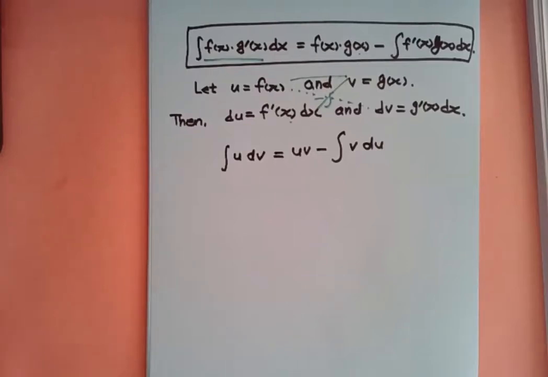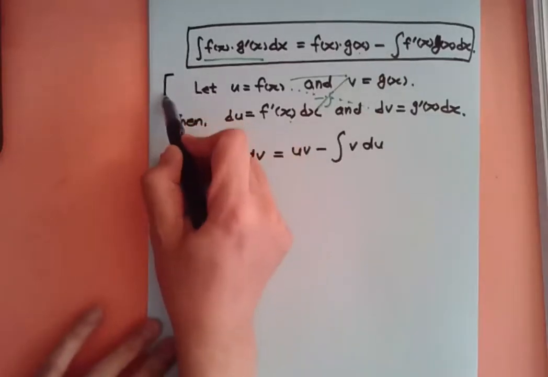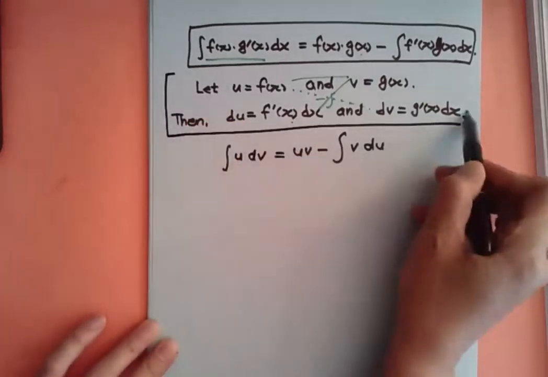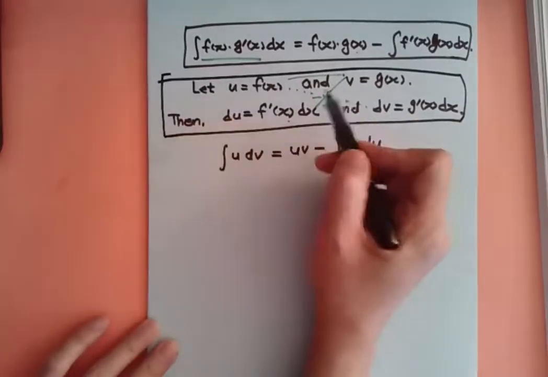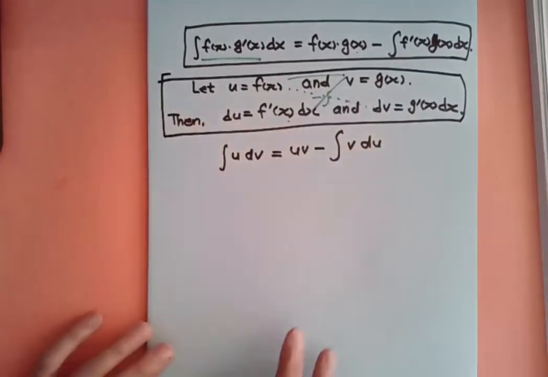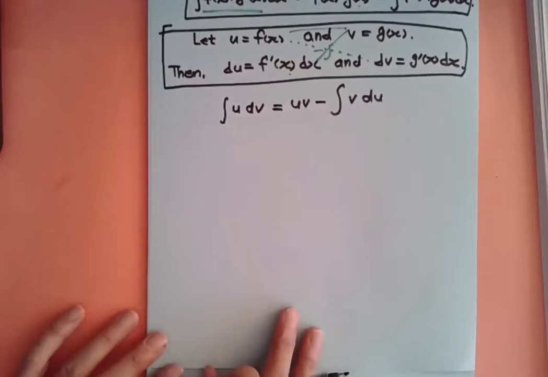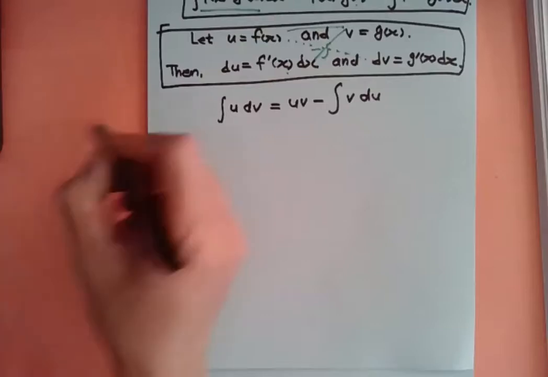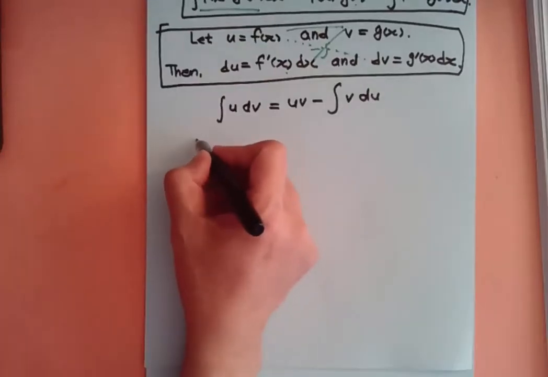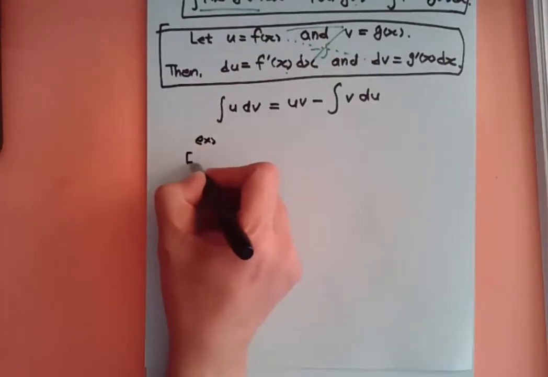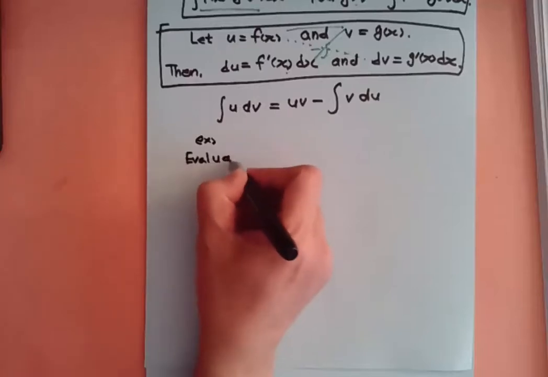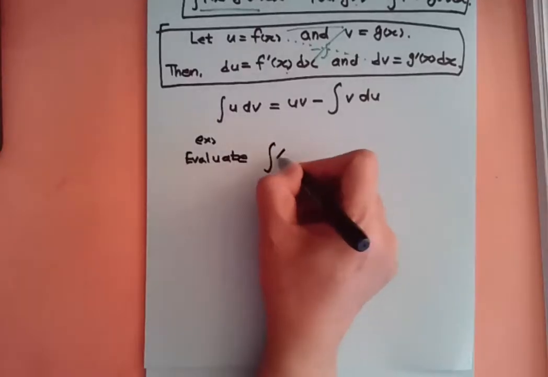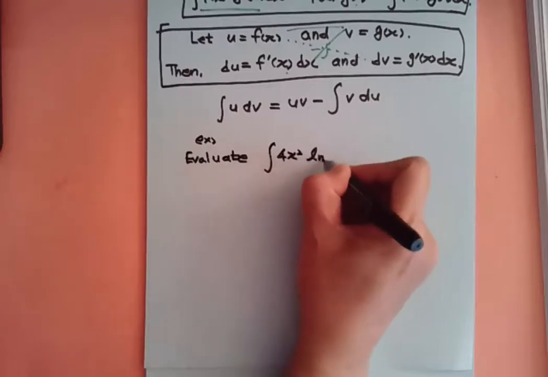You have to remember the clear process and how the integration is formulated when we use integration by parts. If you do the example, then it'll be a lot easier. The next one is evaluate the integration of 4x squared natural log of x dx.